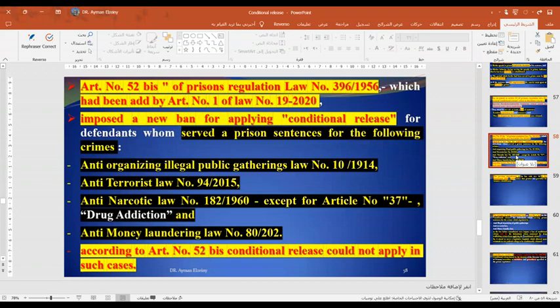except Article 37, which is concerned with drug addiction, and anti-money laundering law, number 80, which was issued in 2020. According to Article number 52, conditional release could not be granted in such cases.